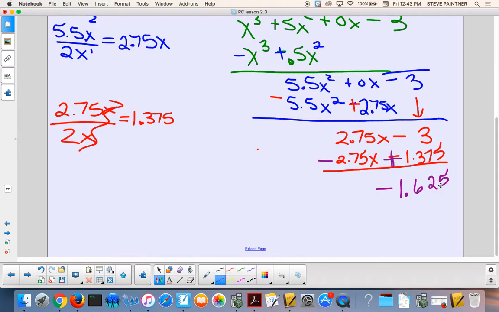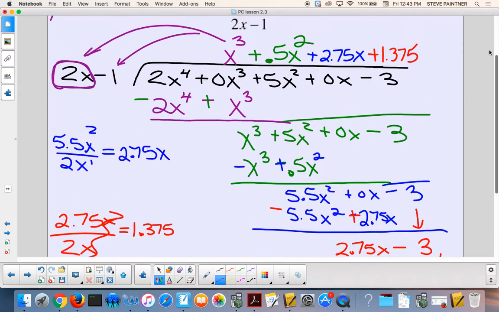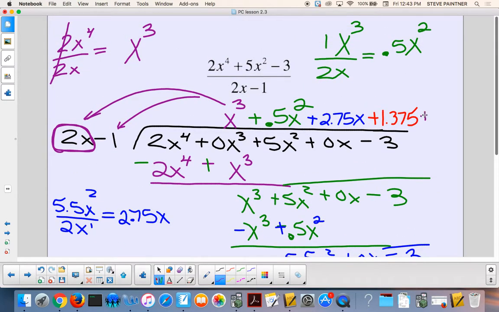Okay. Well, you know, again, this is the answer. What we have here, plus negative 1.625 over the divisor, 2x minus 1. I mean, this is the actual answer to this problem right here.